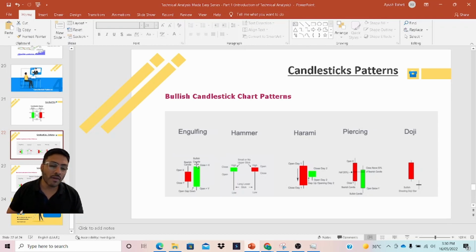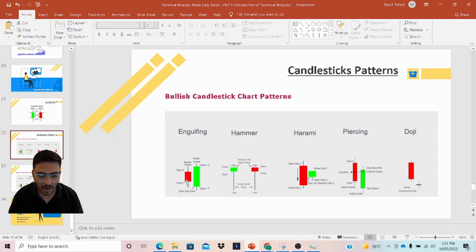So the property of engulfing is that you will have a small bearish candle, and then you will have a bullish candle. But always remember, I'll just try to explain it in terms of opening and closing price. So let's say the market is going down, and then this is again a bearish candle. But next day, what happened is, so here is your opening price, this is your closing price.